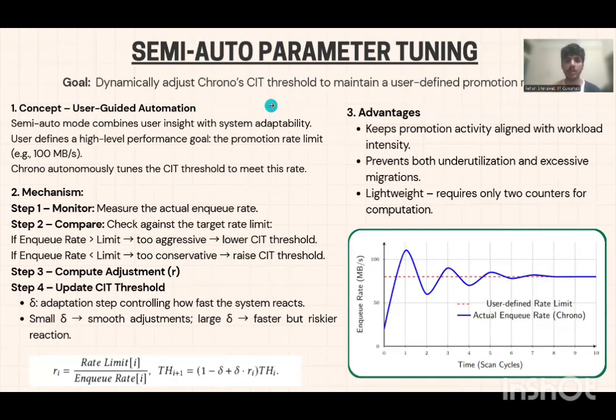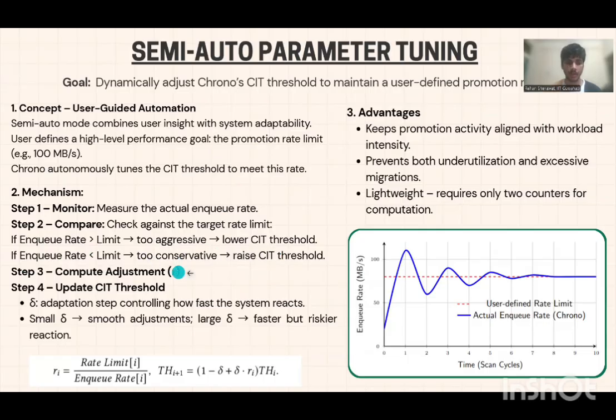Next, we move to parameter tuning. Let's say a user provides us with a rate limit, the promotion rate limit. So Chrono's task is to autonomously tune the CIT threshold to meet this rate. So let's say first we will find the NQ rate that the system is currently working at, and we will compare it to the limit that the user has prescribed. If it is greater than the limit, that means we are being too aggressive in enqueuing the pages. So we will lower the CIT threshold criteria. And if it is the opposite, then we will raise the CIT threshold.